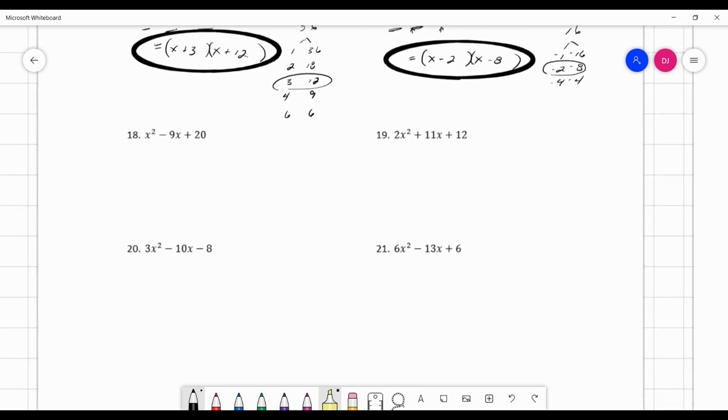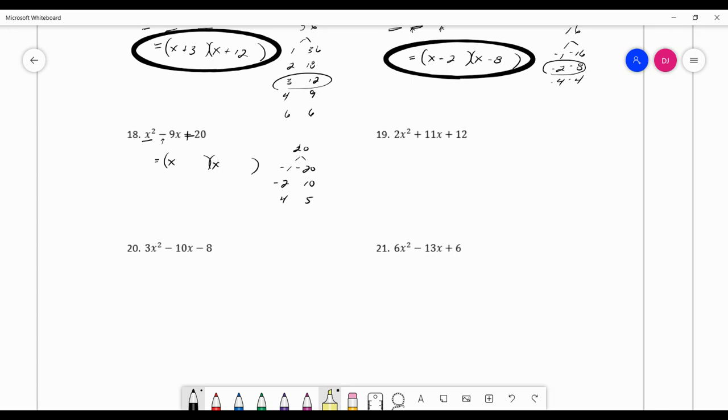Number 18. Two binomials. To get the x squared is x times x. Factors of 20 are 1 and 20, 2 and 10, 4 and 5, and I think that's it. We want the product to be a positive 20, but the sum to be negative, so both signs are going to be negative. Which combination, negative 1 and negative 20, negative 2 and negative 10, negative 4 and negative 5, adds up to negative 9? That would be the negative 4 and negative 5, and factored.